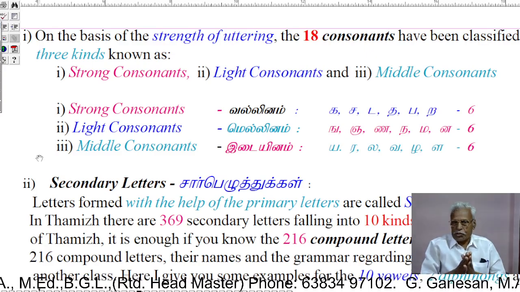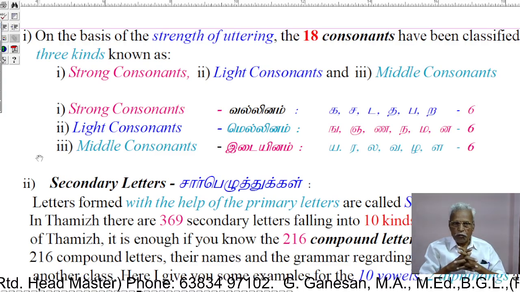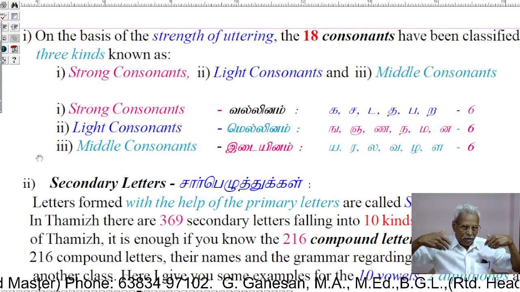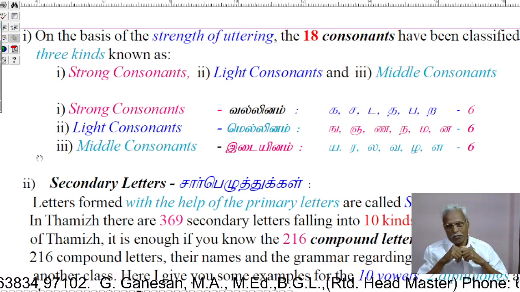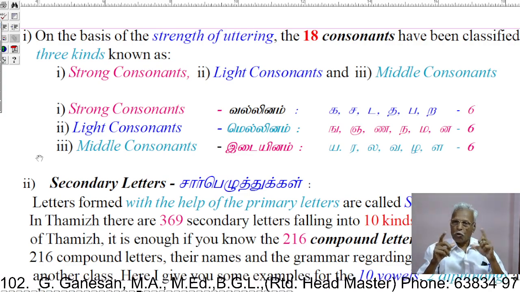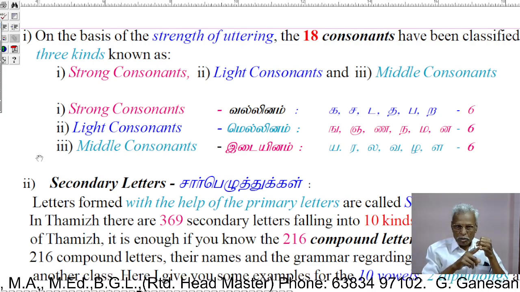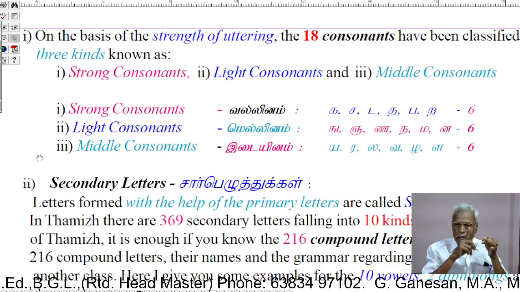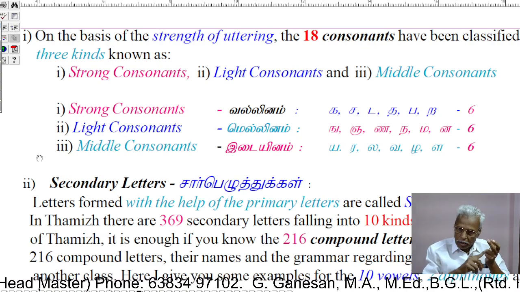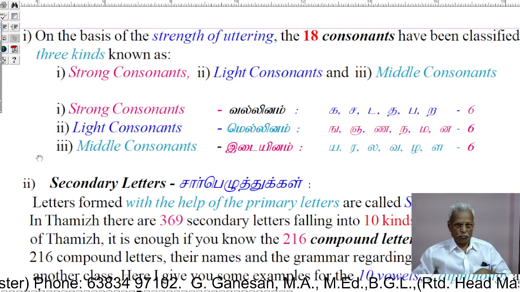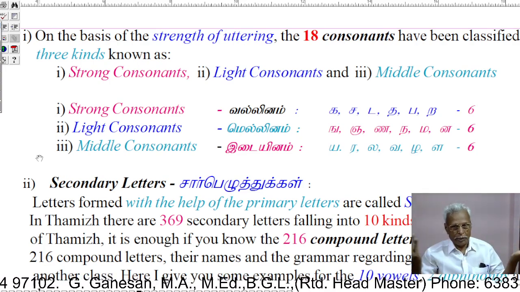On the basis of the strength of uttering, voicing, the 18 consonants have been classified into three kinds known as strong consonants, light consonants, and middle consonants. These 18 consonants have been classified into three kinds: strong one, light one, and middle one.